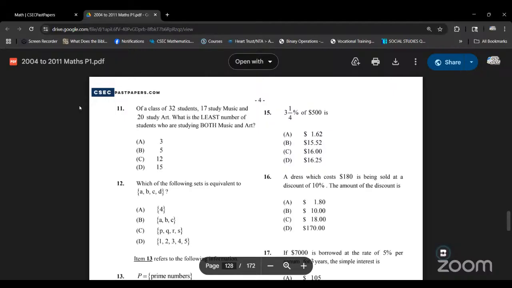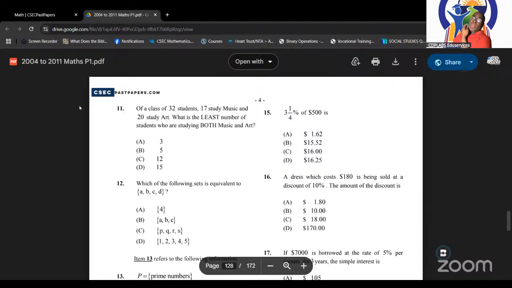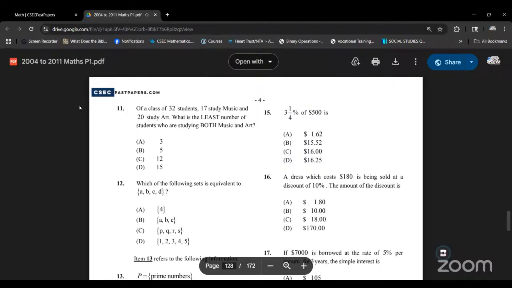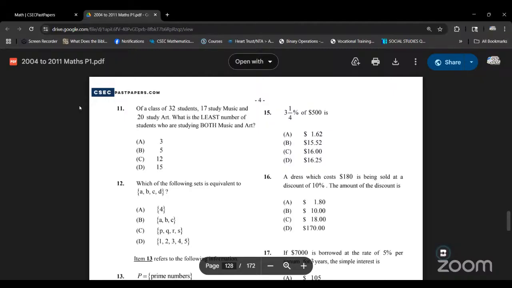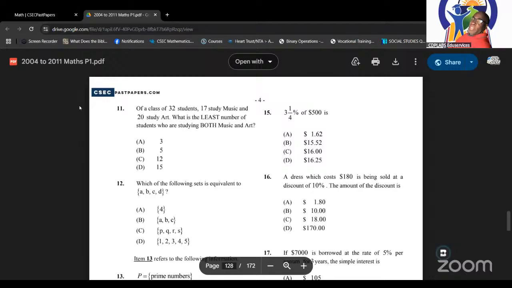100%. Yeah, 100% will be 500. Is that the easiest percentage to find? Think about it. What is the easiest percentage to find? Not of 500, but of anything. If you find a percentage of something, what would be the easiest percentage to find?